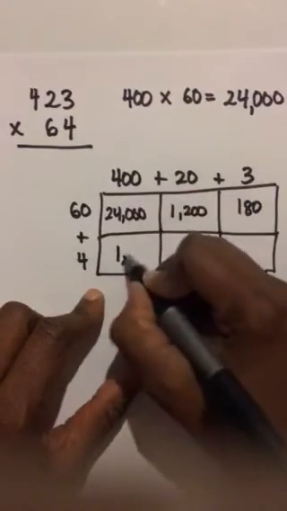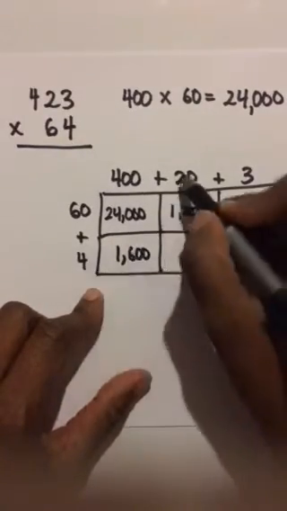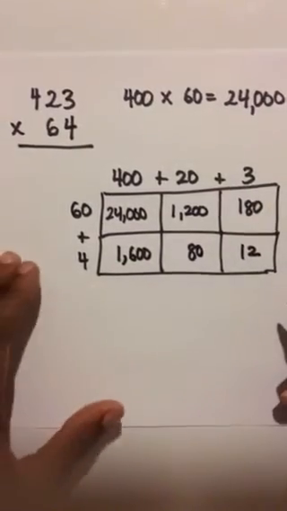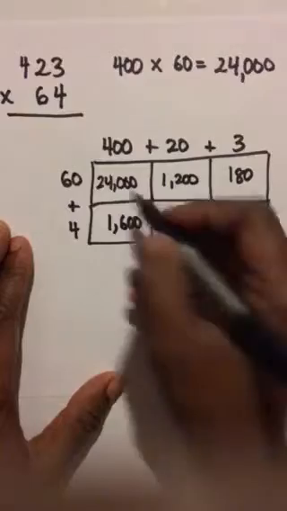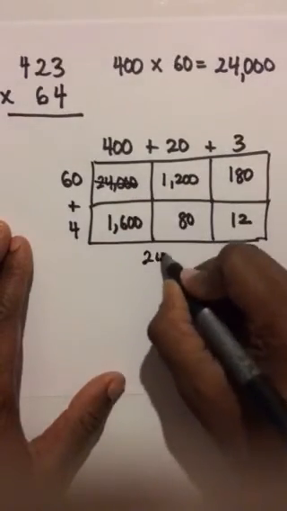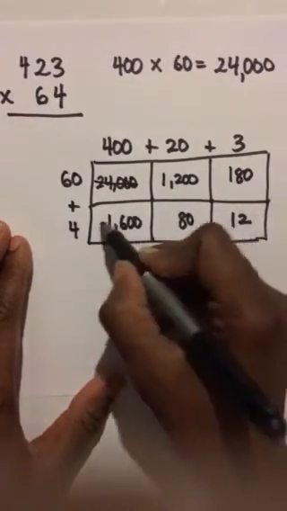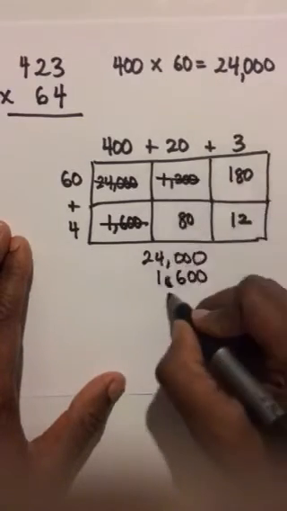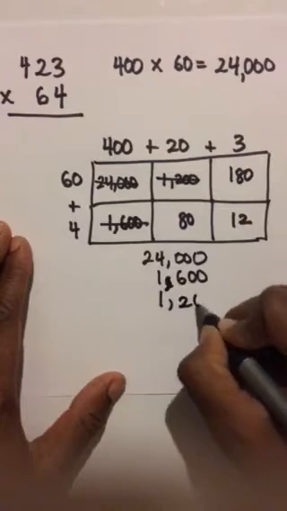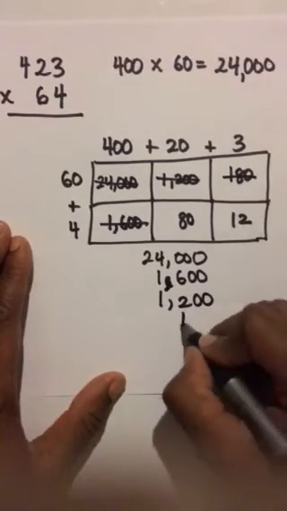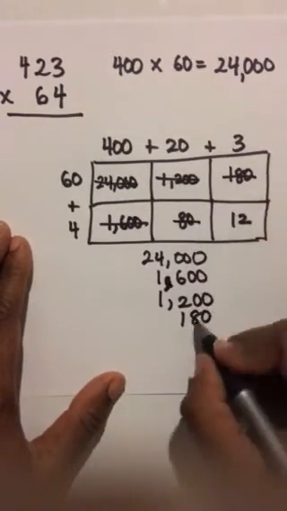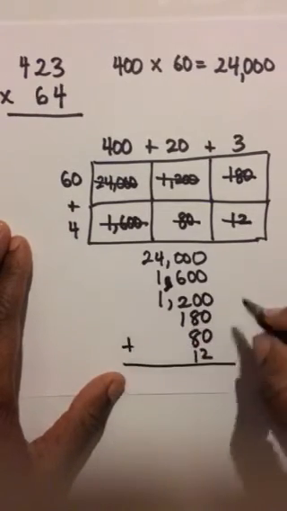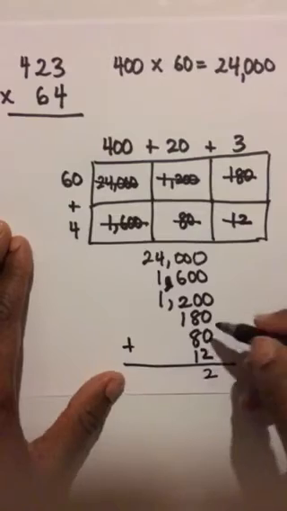4 times 400 is 1,600. 4 times 20 is 80. And 4 times 3 is 12. Let's total our partial products, starting with the greatest. 24,000 plus 1,600 plus 1,200 plus 180 plus 80 plus 12. 2 and a bunch of zeros is still 2.